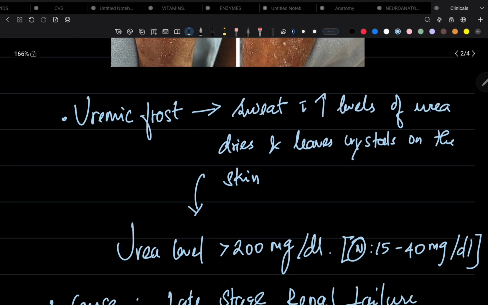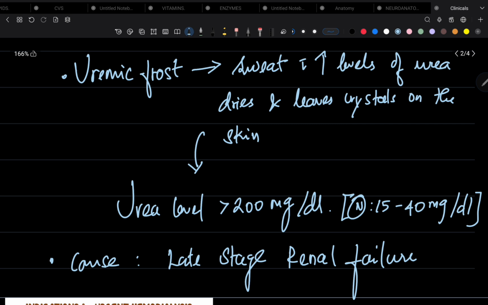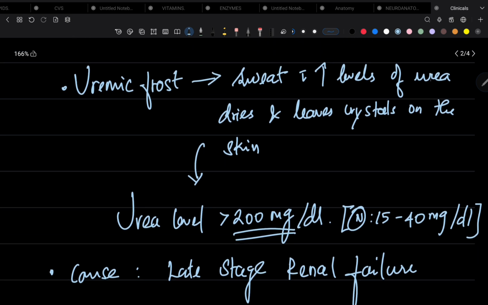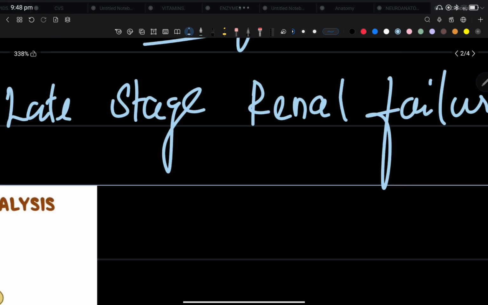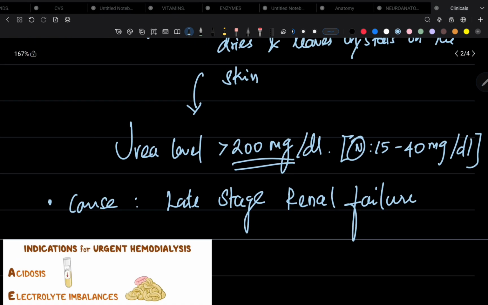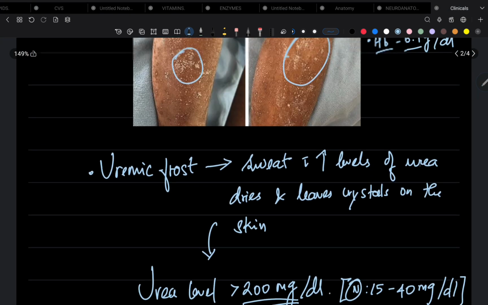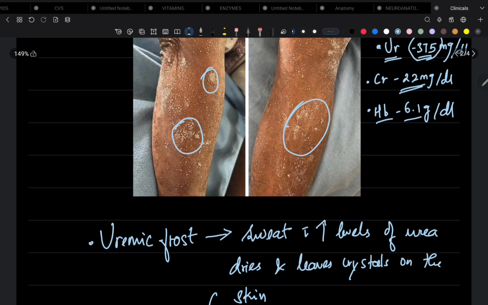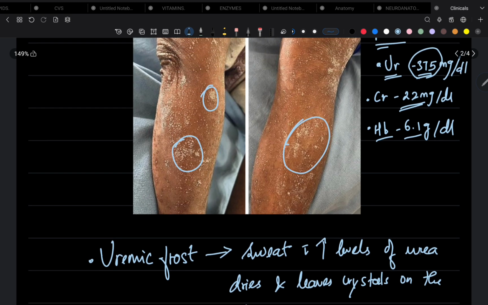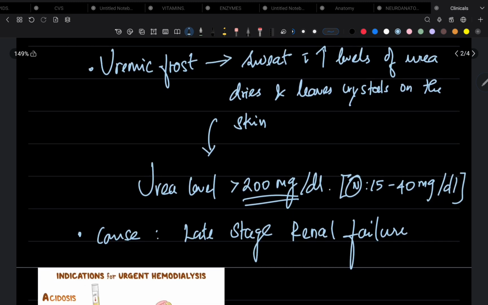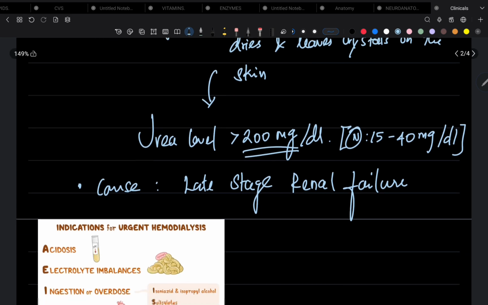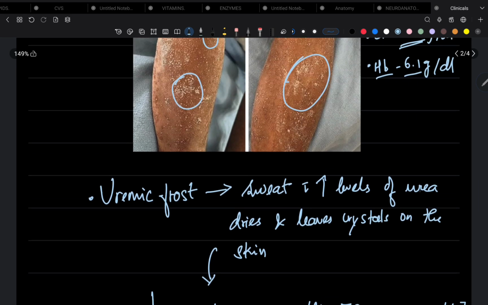This happens when the urea level exceeds 200 mg per deciliter, and also it is due to late stage renal failure, that is nothing but chronic kidney disease. This can also occur in acute attacks during chronic kidney disease. We say it as acute on chronic kidney disease or acute on chronic renal failure. So this is a serious condition.